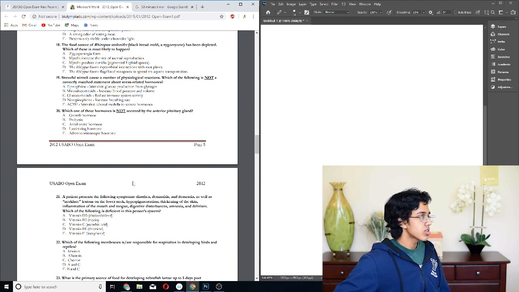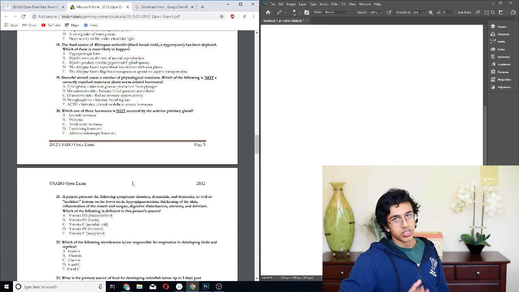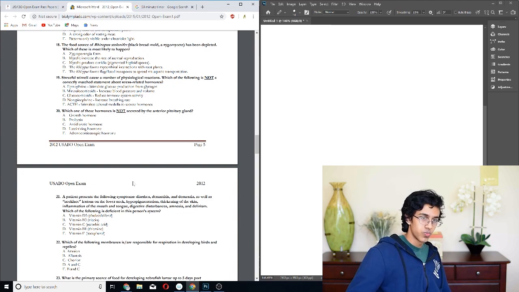Okay, E is wrong. Okay, so literally, ACTH stands for adrenocorticotropic hormone. And basically, that stimulates the adrenal cortex to release stuff, not the medulla, so it should be that.